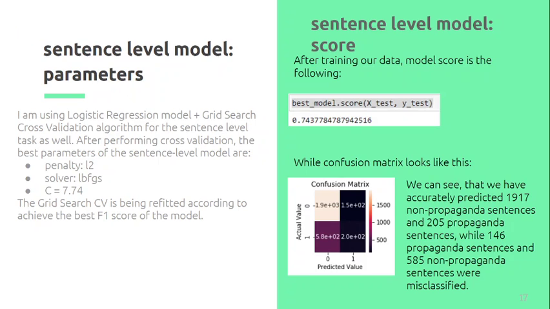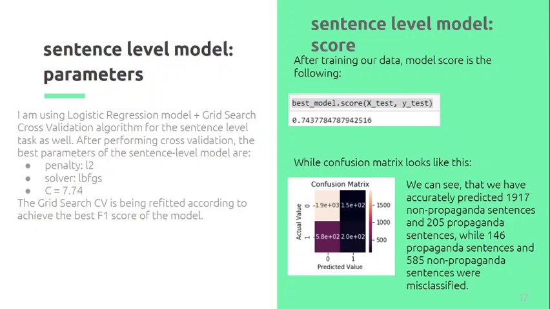And I have also used grid search and logistic regression for the sentence level task after performing cross validations. Best parameters of the sentence model are: penalty is also ridge regression, solver is also LBFGS, and the C parameter is 7.74. The grid search is refitted according to achieving the best F1 score of the model. So after training our data, our model score is the following. It's 0.74, and the confusion matrix looks like this.